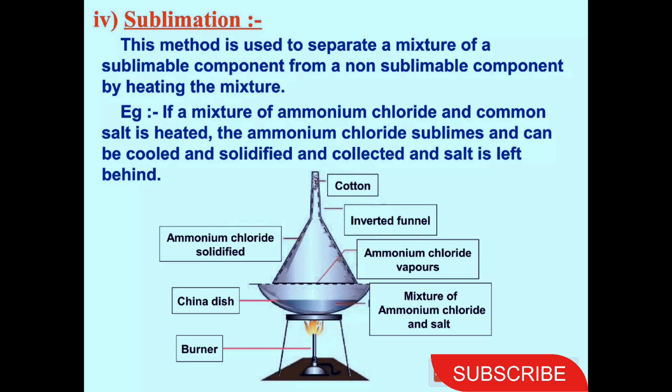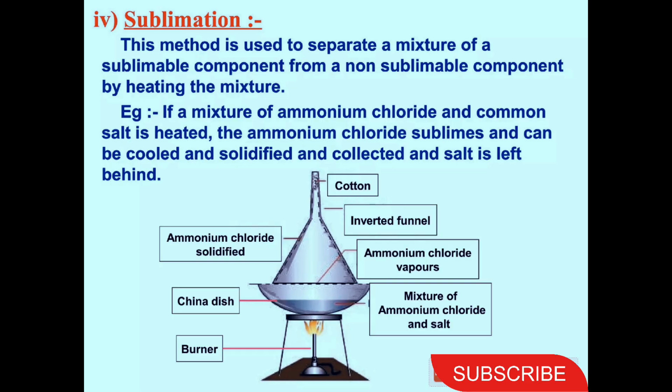Example, ammonium chloride and common salt. These two are white salts, very similar. If you want to separate this mixture, we have to heat it up. We have to take a funnel, invert it, and close the mouth of the funnel with cotton. You can see this picture clearly. We have a Bunsen burner, china dish, and a mixture of ammonium chloride and salt. Both we have to mix properly. We need a funnel and we have to invert it.